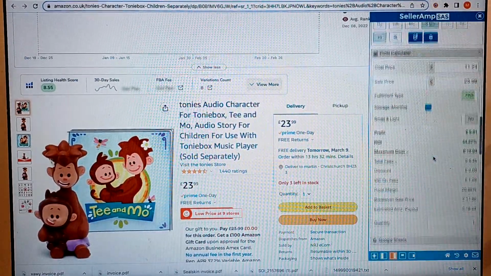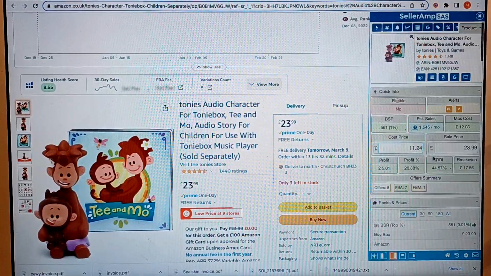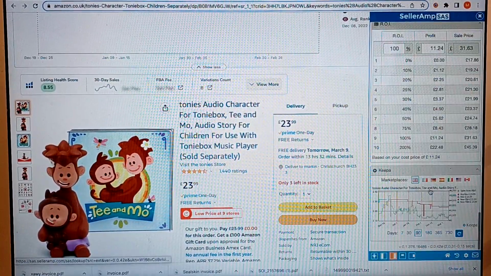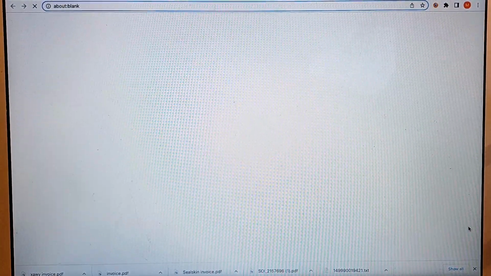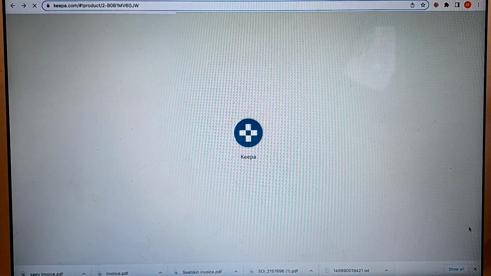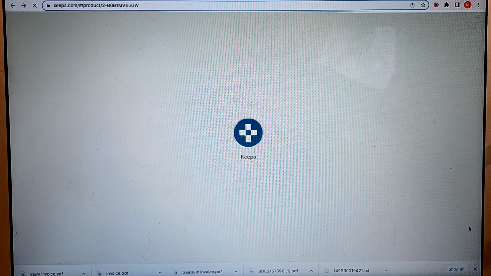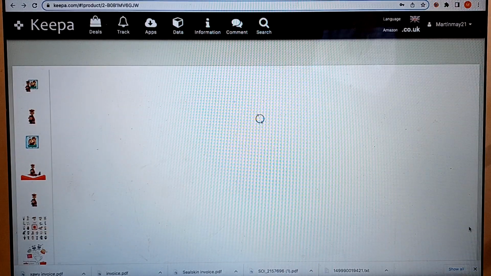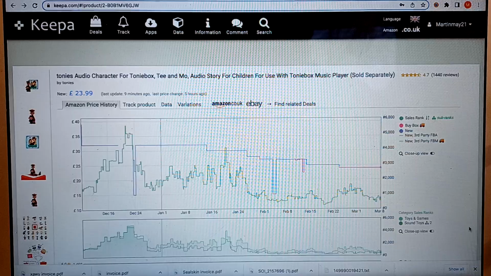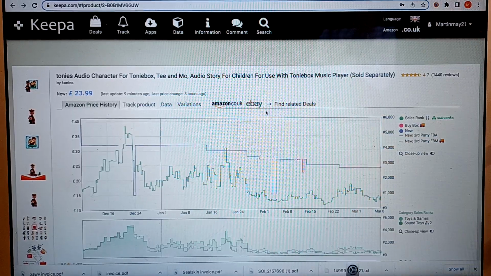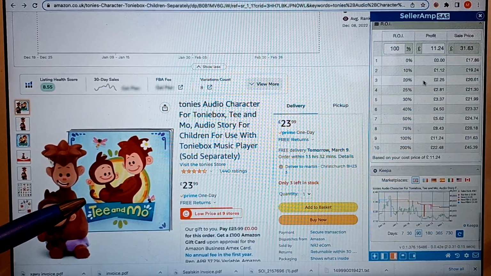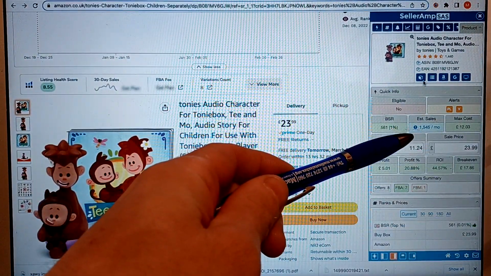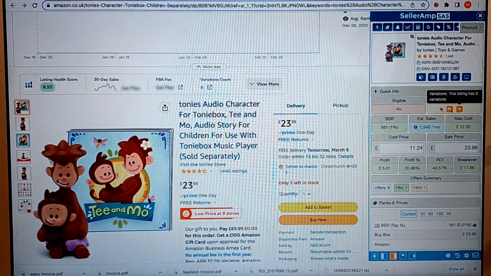Or we could use Keepa, which is at the bottom of this Seller Amp. We could use Keepa to actually delve deeper into it. And this is what I'm going to be showing you to get a better representation and a more accurate answer as to how many of the product is actually being sold. So remember, the product that we are looking at is this. According to Seller Amp, 1,545 sales per month, but it's spread across 9 variations.